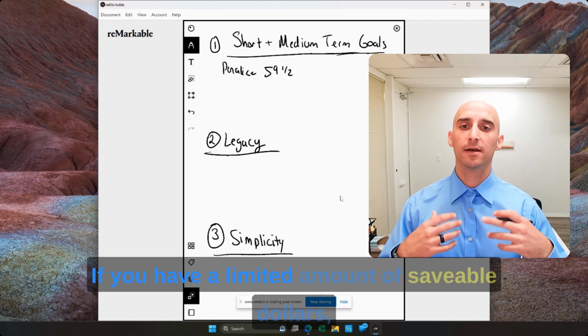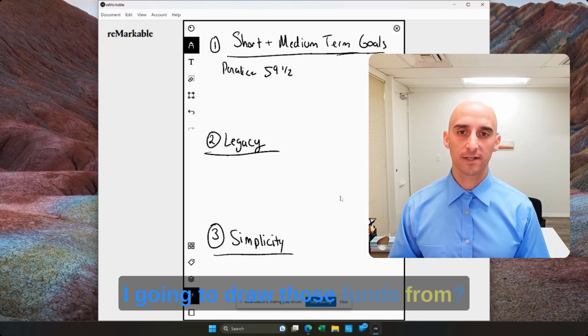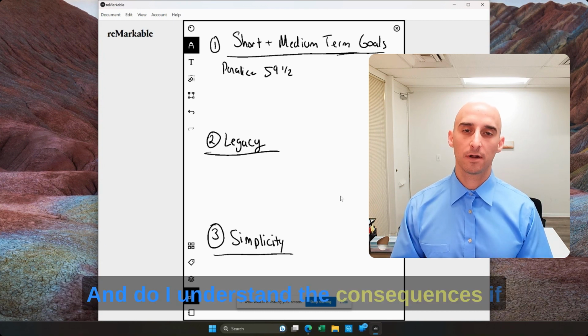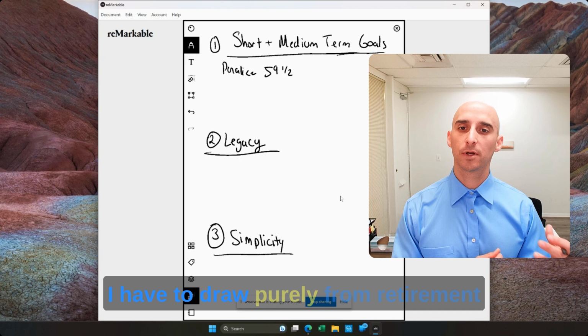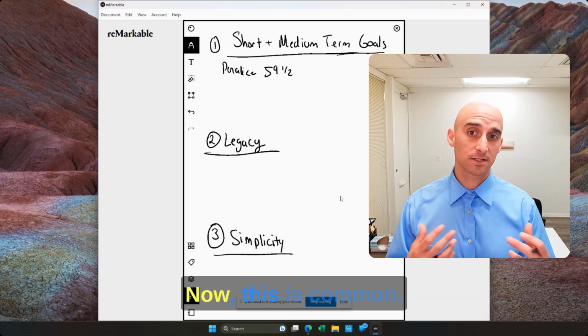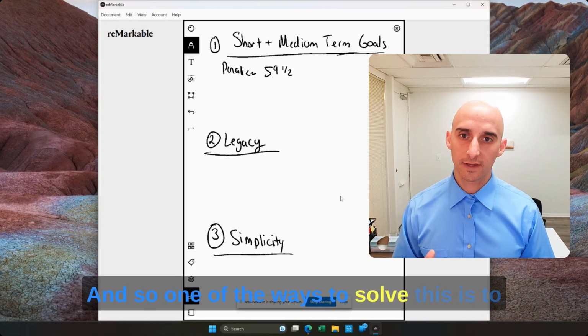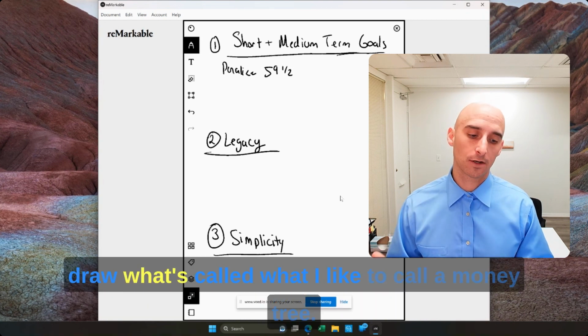If you have a limited amount of savable dollars, you have to be thinking to yourself, where am I going to draw those funds from? And do I understand the consequences if I have to draw purely from retirement accounts before age 59 and a half? Now, this is common. Everyone is going to have short-term funding goals. And so one of the ways to solve this is to draw what I like to call a money tree.